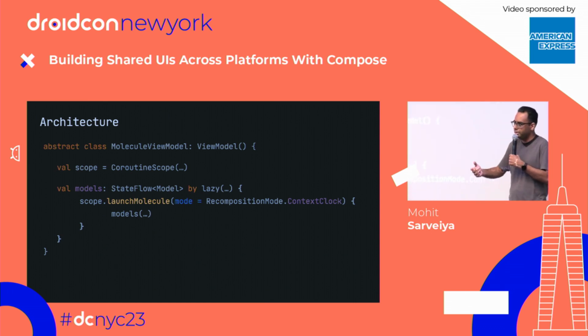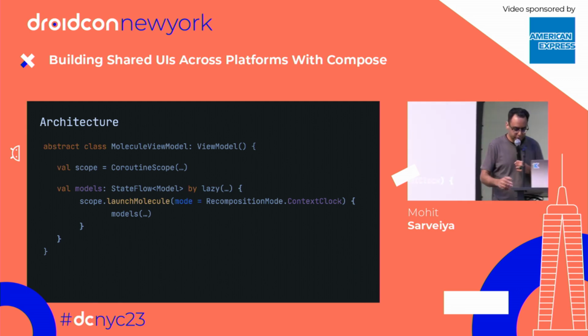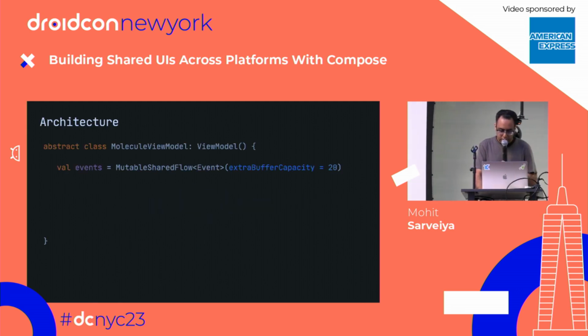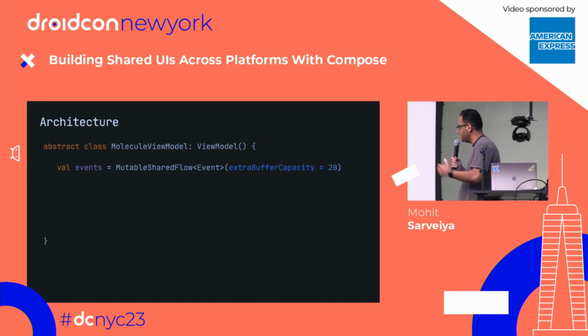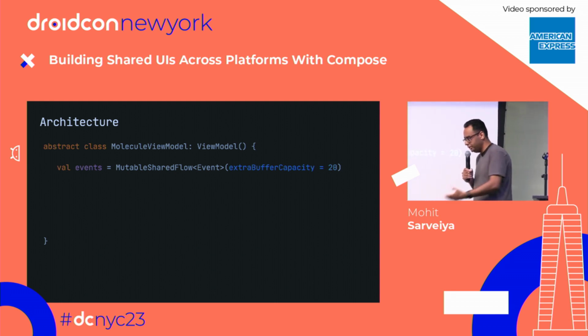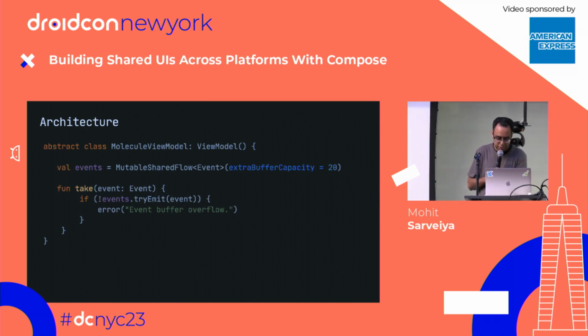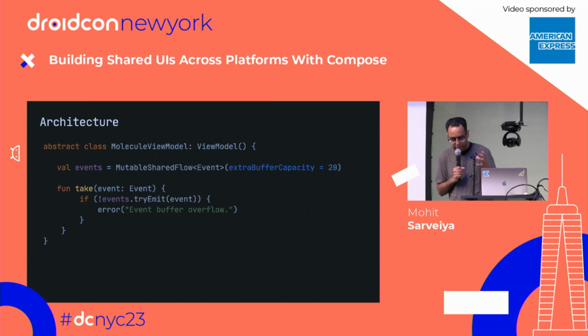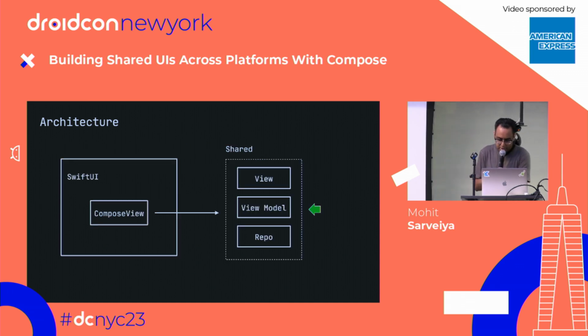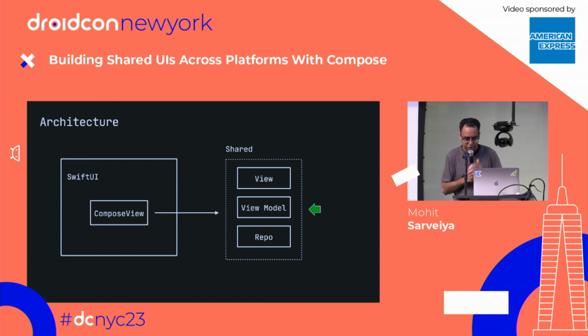What if you want to read events in from your UI? What if you want to delete an image, for example? So what you can do is create a shared flow like this, to which you can push events and from which you can read. There's a take method in which you could error, for example, when you try to emit. And this allows you to push any type of events externally from the UI by using this method. So what this allows me to do, using Moko and Molecule, is share the view model, the repo with Ktor, and also the view.